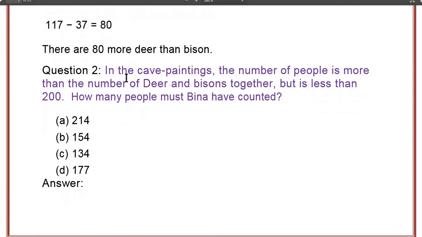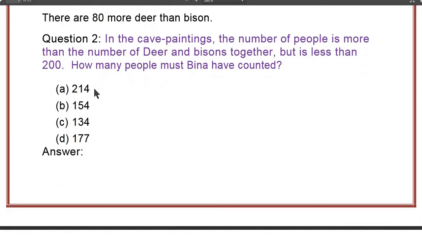Question number 2. In the cave paintings, the number of people is more than the number of deer and bisons together, but is less than 200. How many people must Beena have counted? Here it is given 214, but it is more than 200, so it is not. 154, 134 and 117. 154 is exactly the number of bison and deer, so it is also not there.